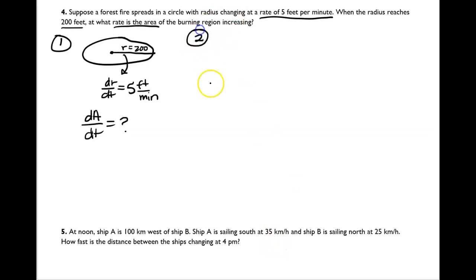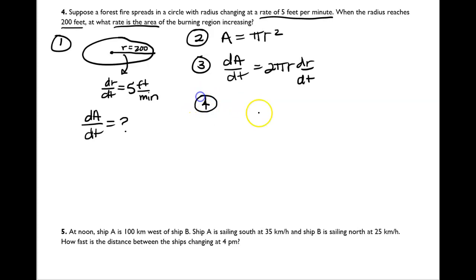Okay, so our formula that will relate this, area and radius of a circle, is A equals pi r squared. This is definitely a formula you will need to know. Step 3, we're going to take our derivative, dA/dt equals 2 pi r dr/dt.